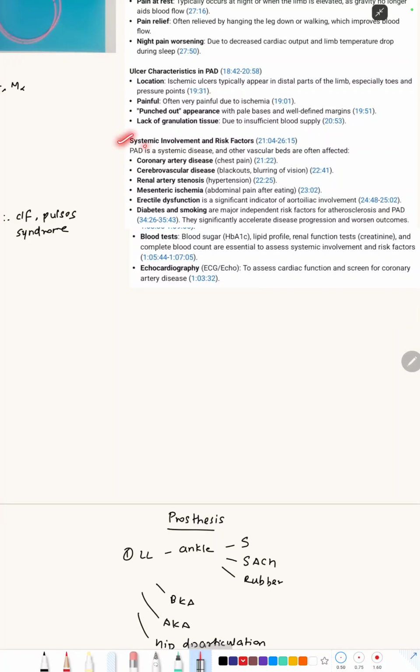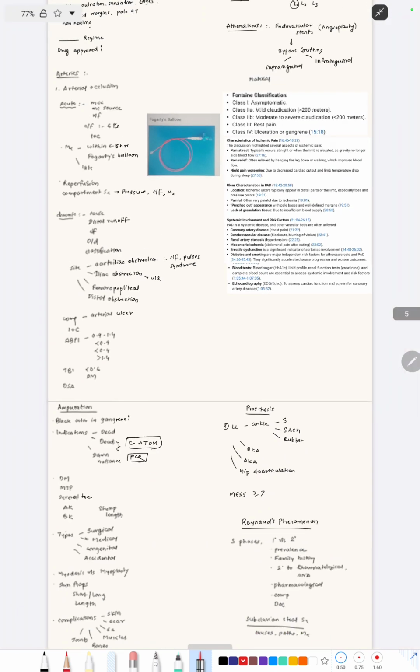Then there is certain systemic involvement. The first is coronary artery disease, which will lead to chest pain. Cerebrovascular accidents, such as transient ischemic attack, can happen. Then renal artery thrombosis. It can also lead to erectile dysfunction, and further involvement of other systems. Diabetes and smoking are very important risk factors.